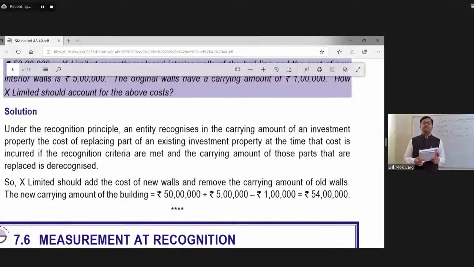Under the recognition principle, an entity recognizes in the carrying amount of an investment property the cost of replacing part of an existing investment property at the time that cost is incurred if the recognition criteria are met, and the carrying amount of those parts that are replaced is derecognized. So X Limited should add the cost of new walls and remove the carrying amount of the old walls. So the new carrying amount of the building is 50 plus 5 minus 1, which is 54 lakh. Is it okay? Any doubt here? Any problem here?